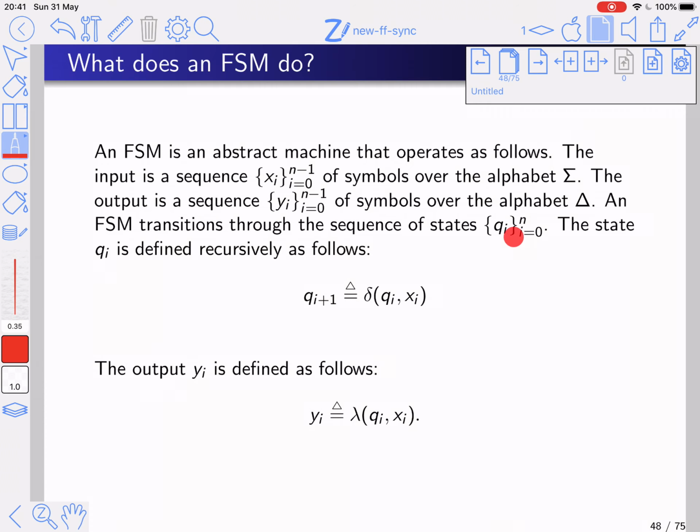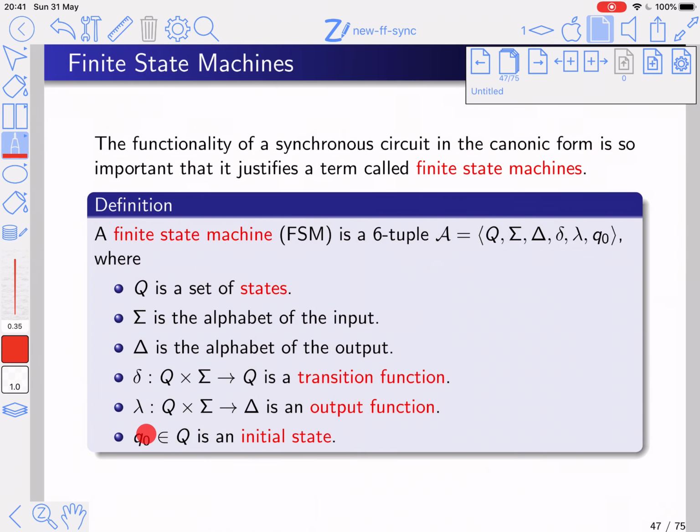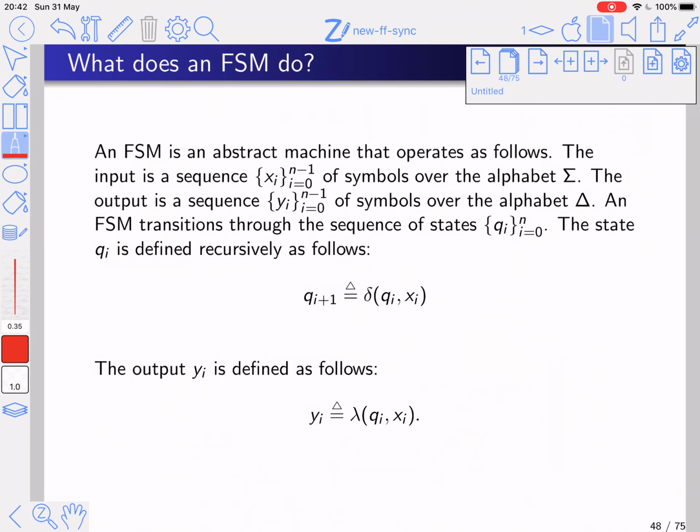Q0 is part of the specification of the finite state machine. It is the initial state. Qi plus 1 is defined to be delta, the transition function, applied to the state Qi and the input xi. And the output yi is the function lambda, applied to the state Qi and the input xi.